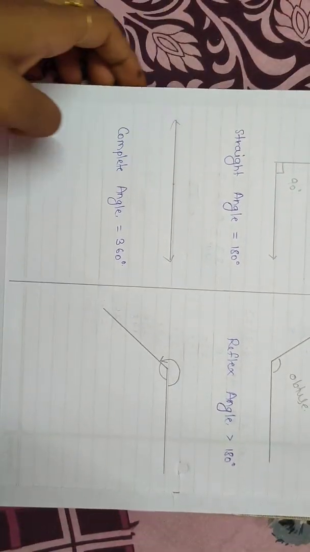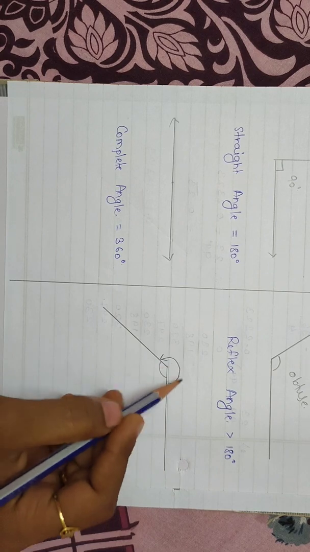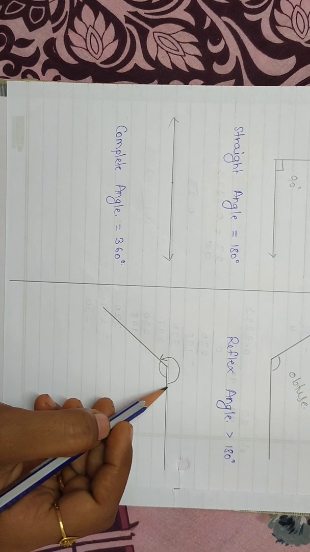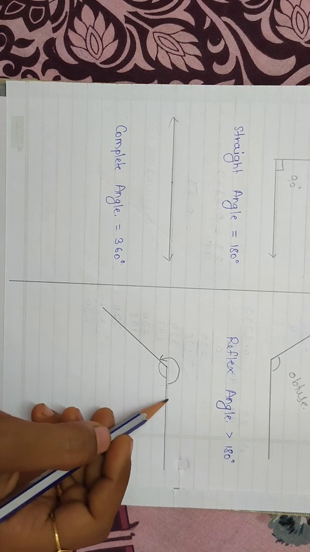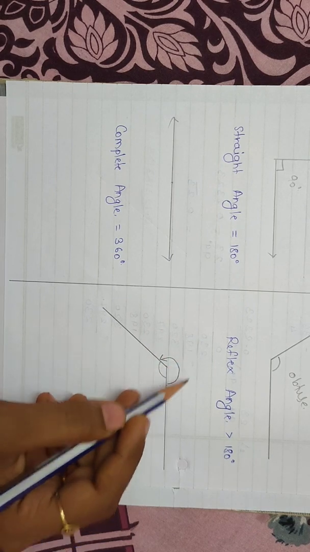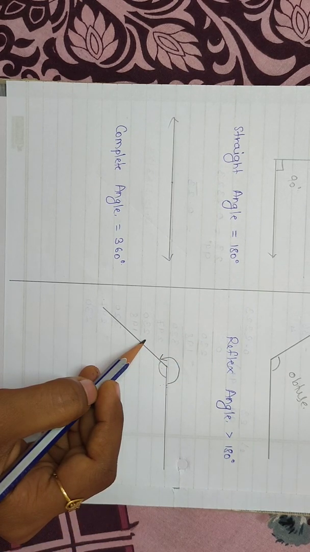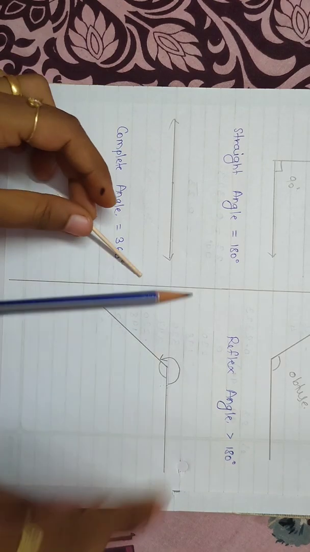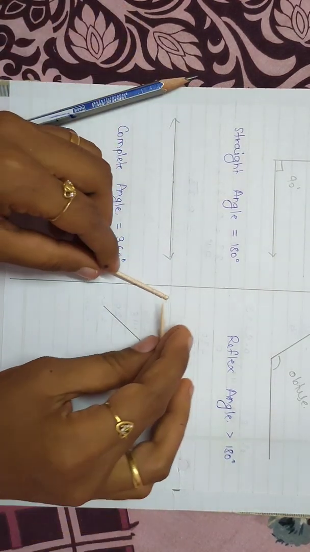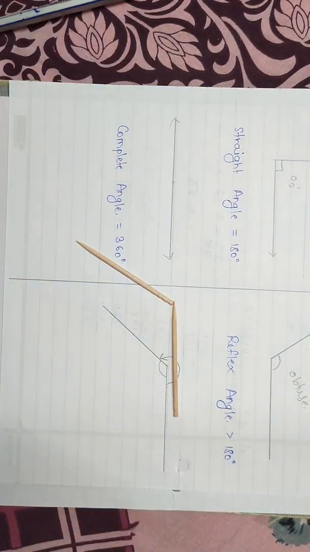We are not considering this side angle. We are considering this side angle right now. So this is a reflex angle. If we are considering this lower, then it is obtuse. If we are considering this higher, then it is reflex angle. Now the last angle. This is a reflex angle, right?